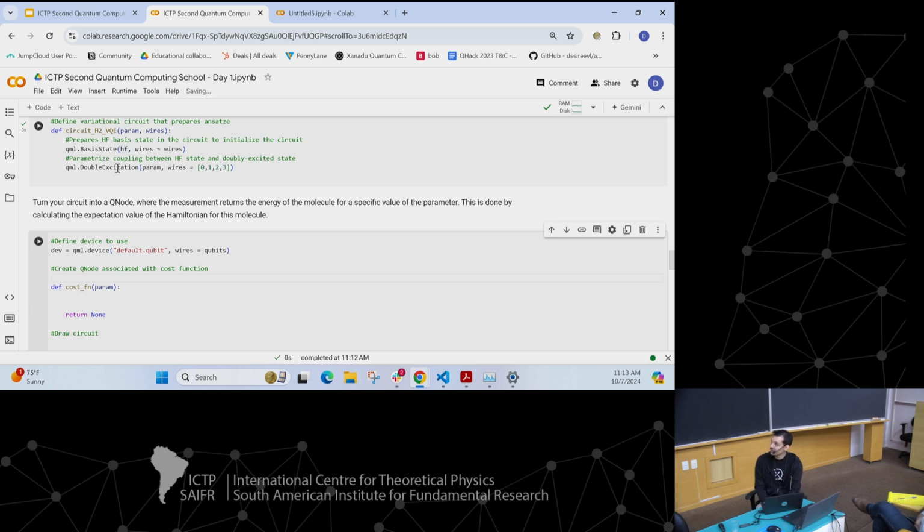What do you think our cost function is going to be in this case? What are we returning, or what are we trying to minimize? Yeah, the energy. So the expectation value of our Hamiltonian is going to be the value that we return. So we first need to associate our function to the device that we defined above.